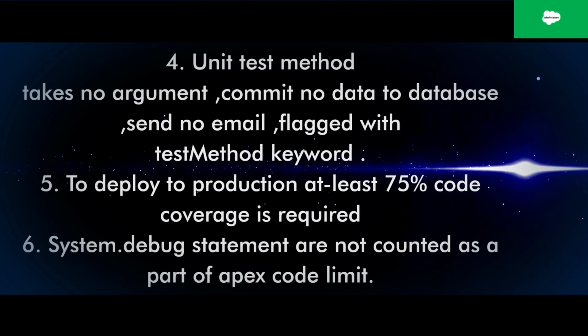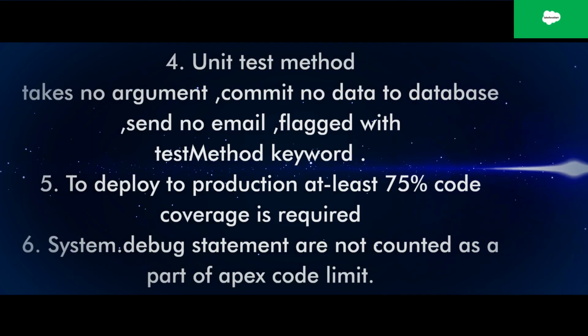4. Unit test method takes no argument, commits no data to database, sends no email, and is flagged with testMethod keyword. 5. To deploy to production at least 75% code coverage is required. 6. System.debug statements are not counted as a part of Apex code limit.